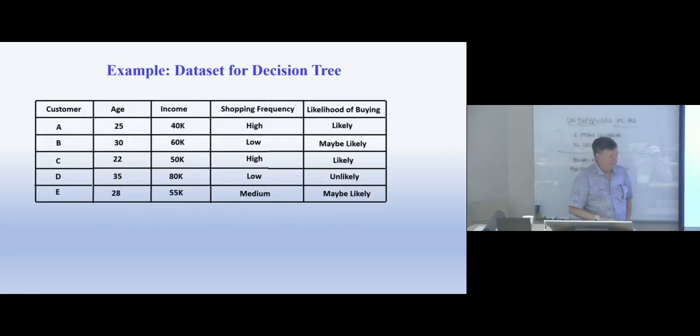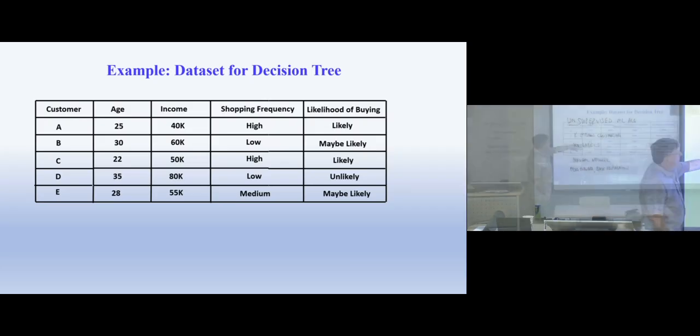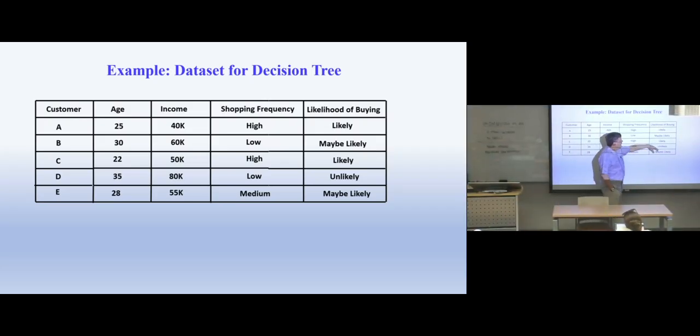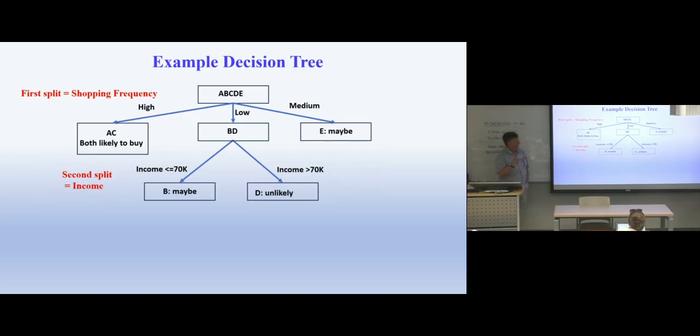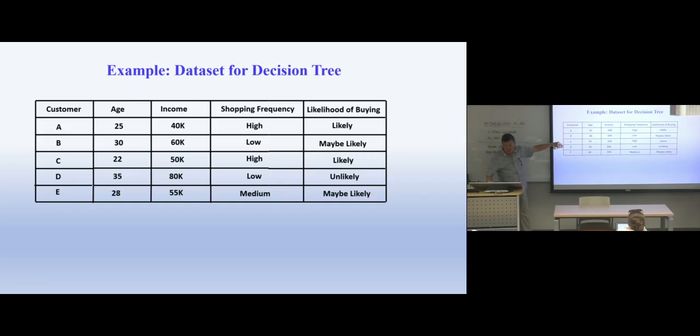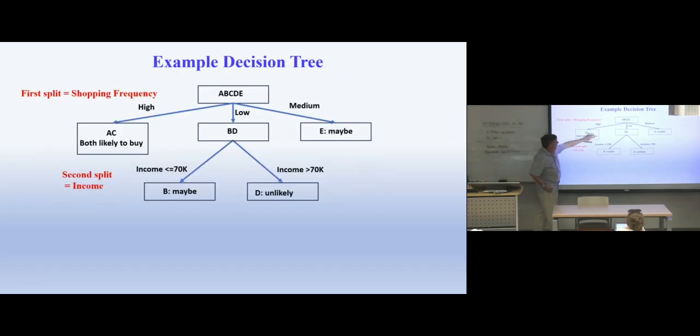That's an example data set: customer age, income, shopping frequency, likelihood of buying. This clearly is your output variable. Notice you've got likely, unlikely, and maybe likely. So rather than binary here, we got 3 values that we could possibly predict, probability. And let's just say you turn this thing loose on an algorithm. It decides to split first on shopping frequency, okay, high, low, or medium. So it splits, and it comes up with these 3 decision nodes. So here's high, there's low, there's medium.